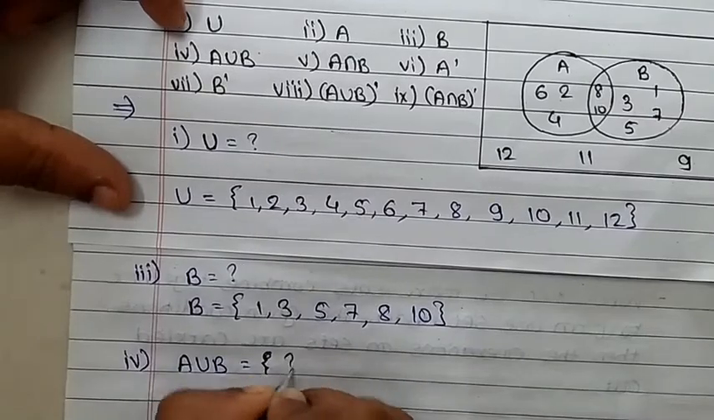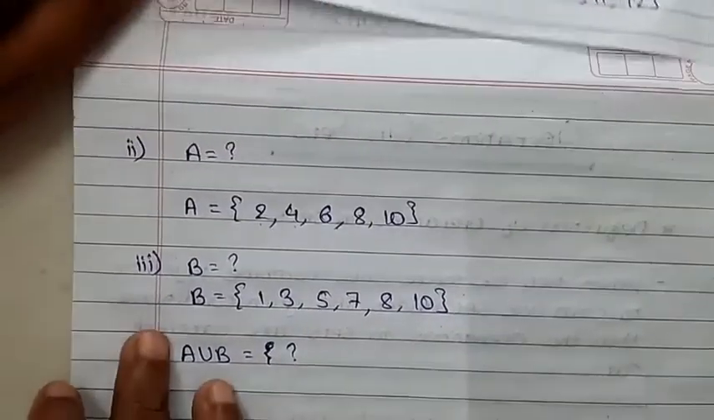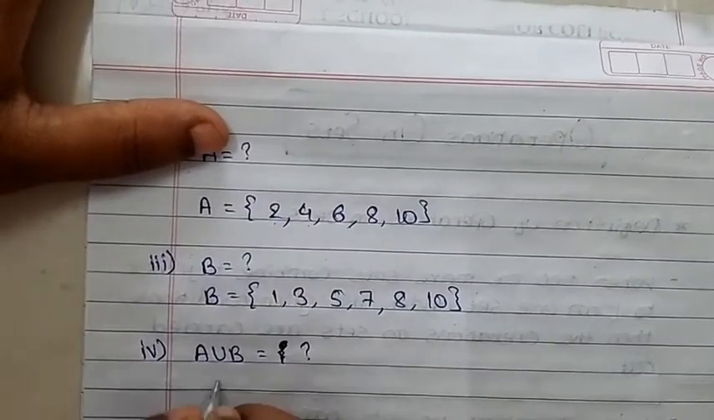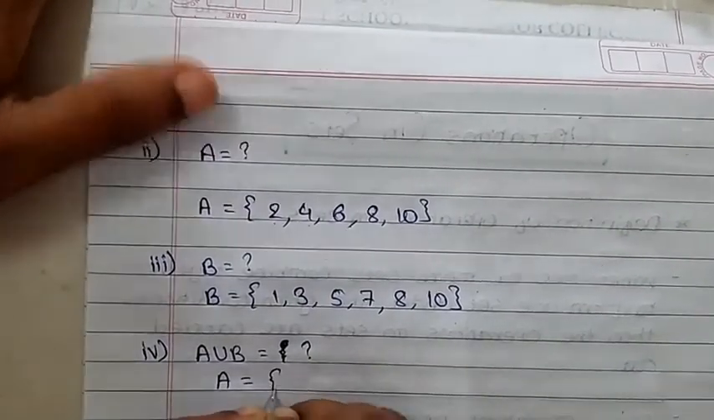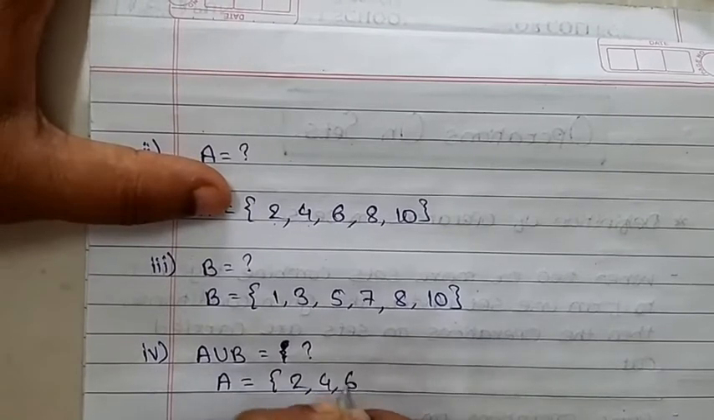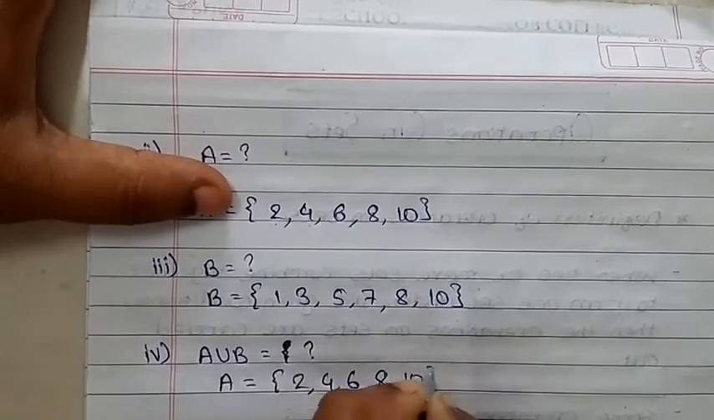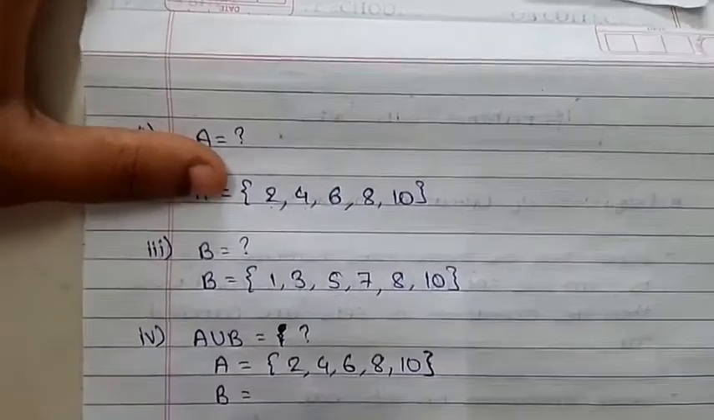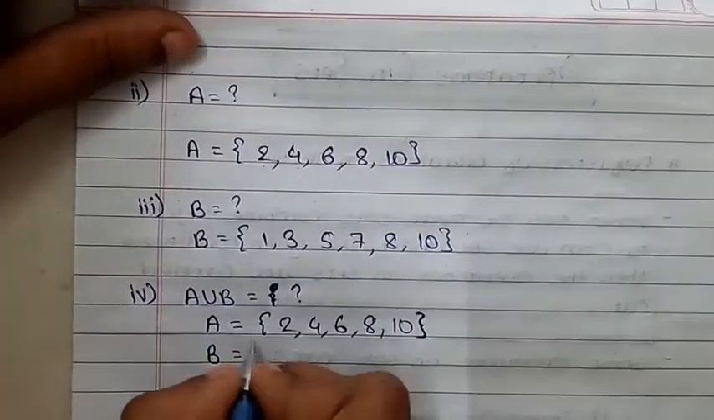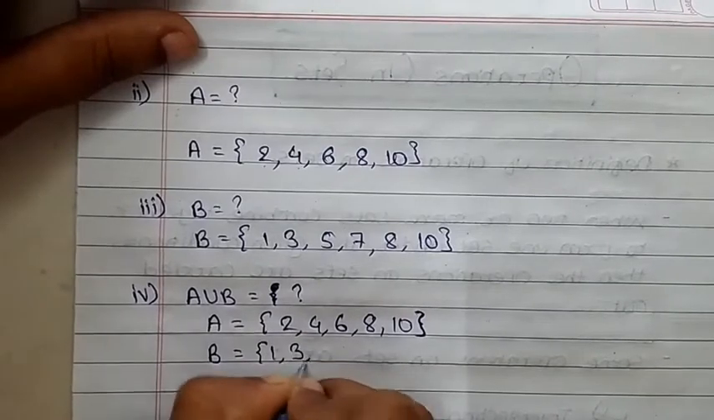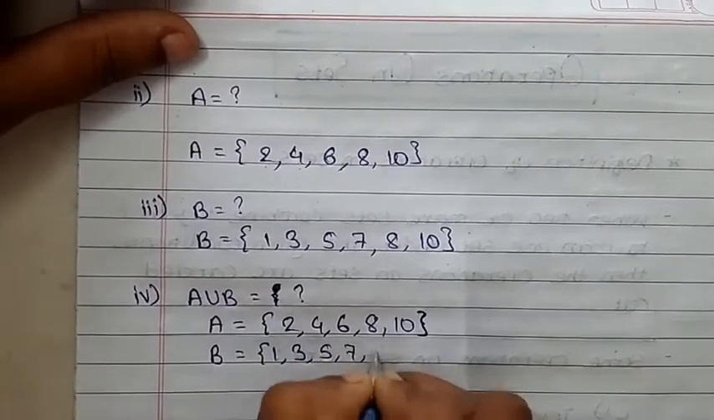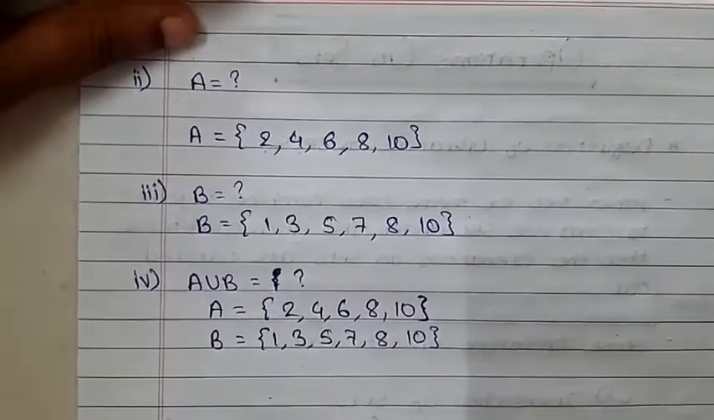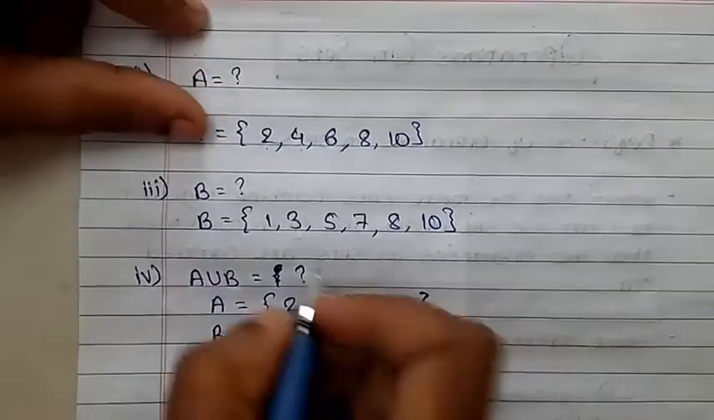So tell me that what is A set here? A is equal to what? 2, 4, 6, 8, 10. Correct. B is set what? That is 1, 3, 5, 7, 8, 10. Clear? Now, how to calculate union of this set?